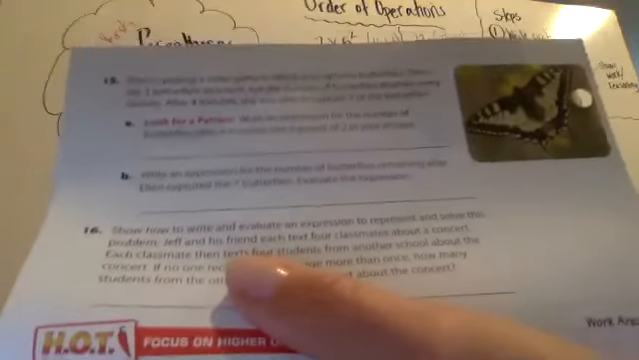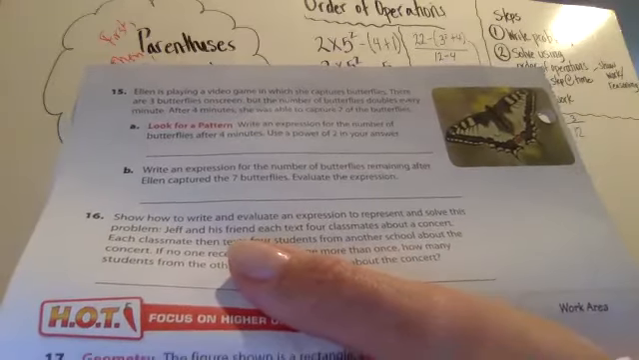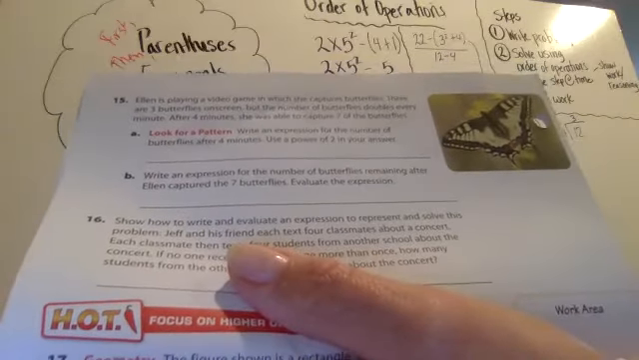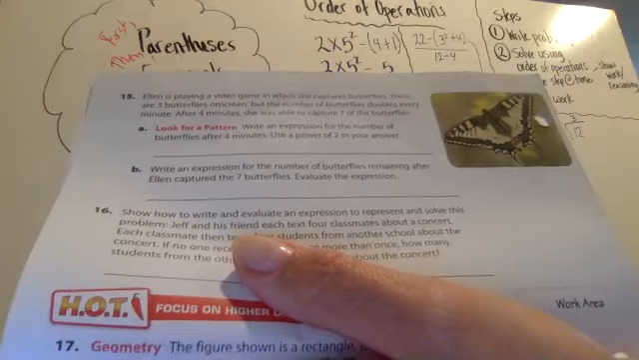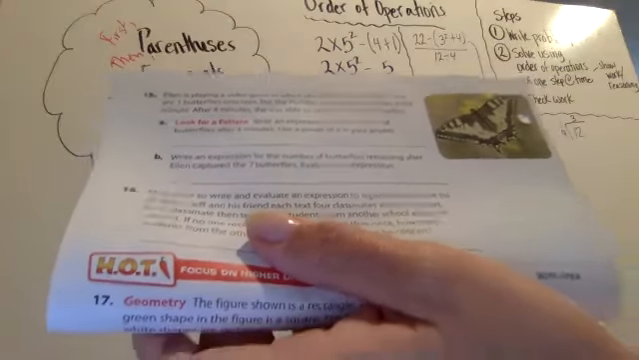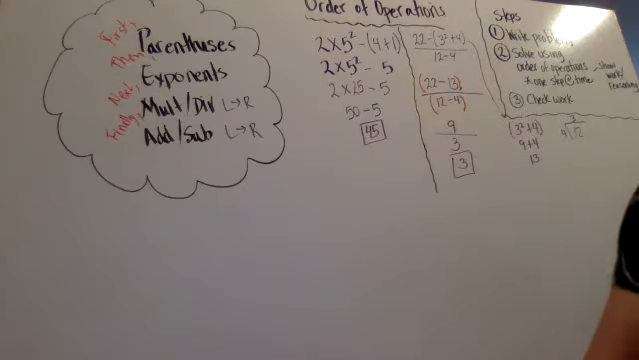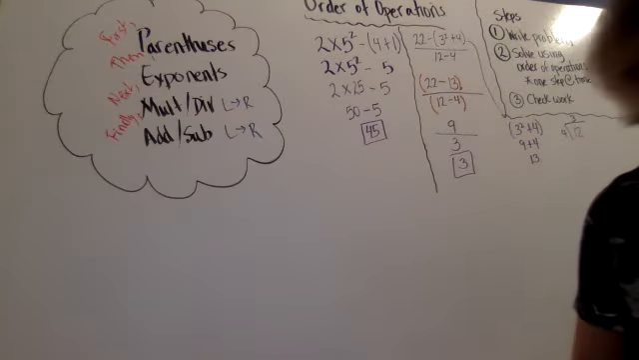So here's an example where you have a scenario, and we're going to then write an equation and solve it. Ellen is playing a video game in which she captures butterflies. There are 3 butterflies on screen, but the number of butterflies doubles every minute. After 4 minutes, she was able to capture 7 of the butterflies. Okay, look for a pattern, write an expression. All right, so write an expression of the number of butterflies after 4 minutes.